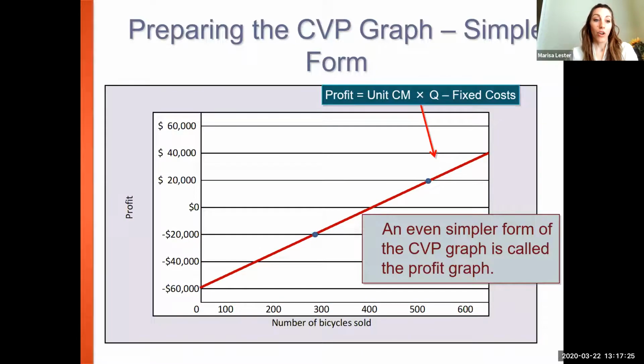I can also make a simpler graph called a profit graph. All right, so this tells me just net operating income. So when I sell 0 units, I'm at negative, this should really be negative 80,000. I think those are my fixed costs. And then here's my break-even point. See where profit, net operating income is 0. My break-even point is 400 bicycles, right? So this is just a simpler form of CVP.